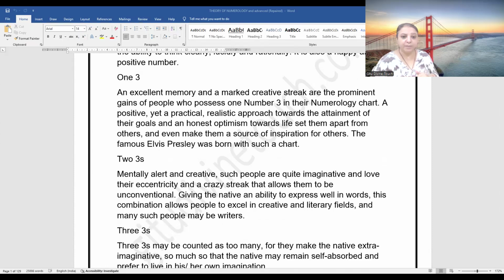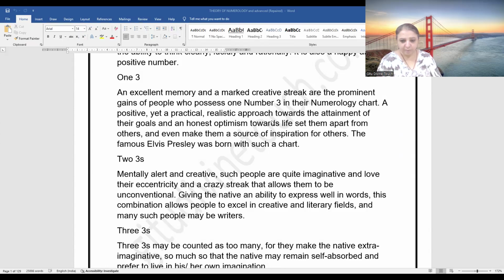A positive yet practical, realistic approach towards the attainment of their goals and an honest optimism towards life set them apart from others and even make them a source of inspiration for others. The famous Presley was born with such a chart. 3 is the number of Jupiter. So 3 has got good memory and creative streak are prominent in these people and they are very practical.